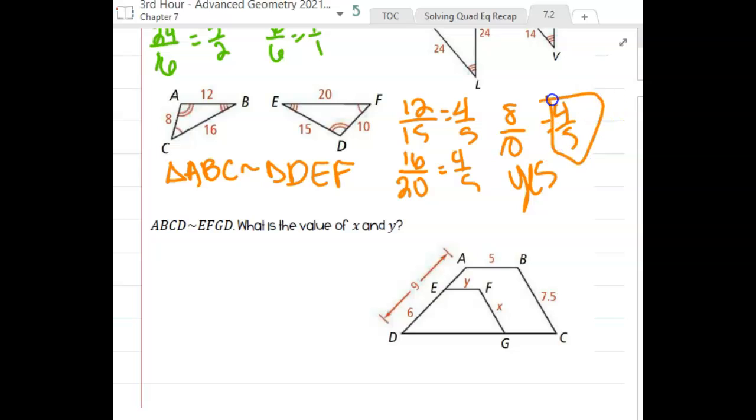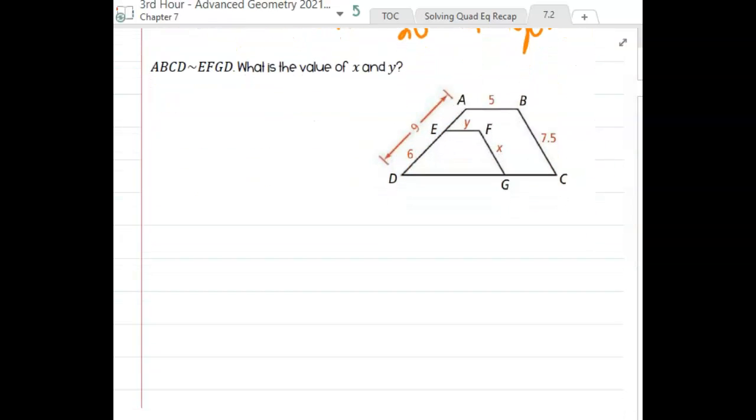That's the 4 over 5. The 4 over 5 tells you how much bigger that one is than the other one. Okay, then the last thing we're going to be doing today is using this idea of similar figures to find some missing side lengths.